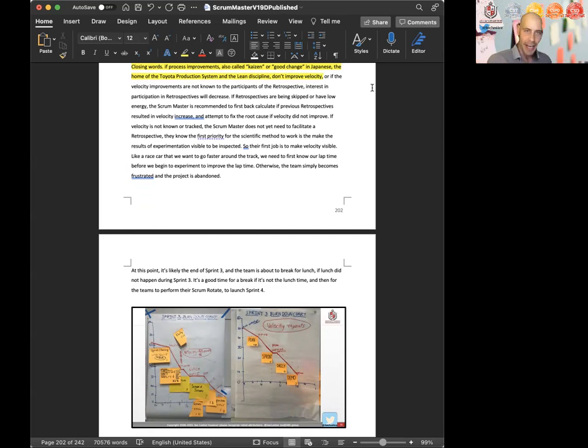That's one thought. Next, if the process improvement doesn't improve velocity, or the velocity improvements are not known to the participants of the retrospective, interest in participation in retrospectives will decrease. What I'm trying to say here is if you don't execute a process improvement after retrospective, and you don't, as a Scrum Master or facilitator, report back if it worked, the team is going to become less and less interested in running retrospectives. And they may give up on them entirely and say, I don't want to do them, and stop.